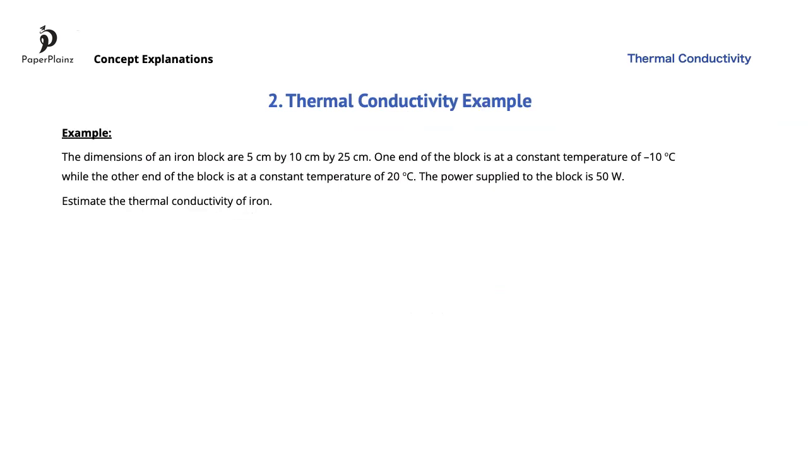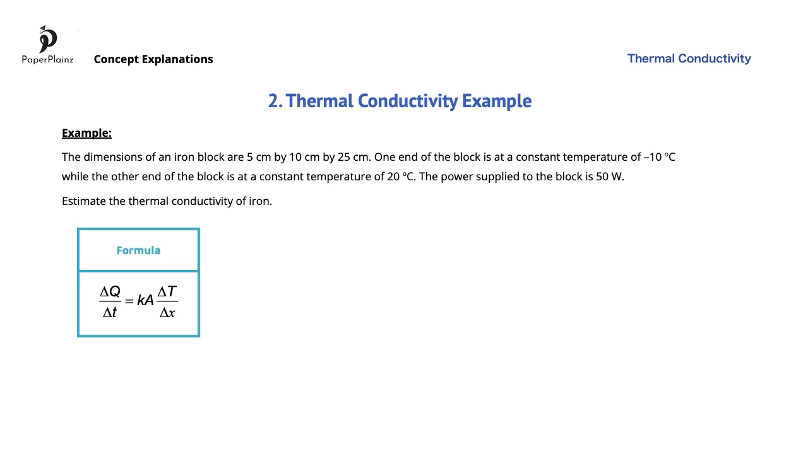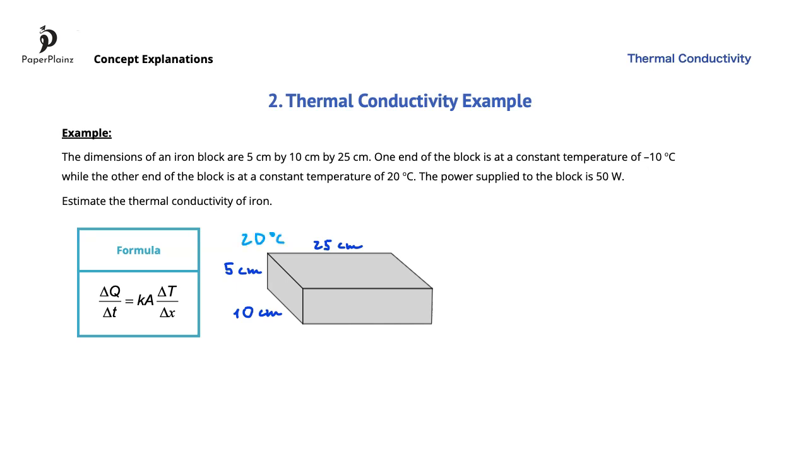In our example, we are asked to estimate the thermal conductivity of iron, so in the formula that we just learned, we are looking for k. Let's assume that the block is positioned like this. Adding the dimensions, we can write 5 centimeters here, 10 centimeters here, and 25 centimeters here. As for the temperatures, we'll assume that the left end of the block is at 20 degrees Celsius, and that its right end is at negative 10 degrees Celsius.